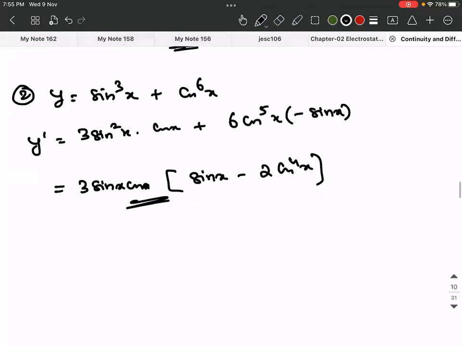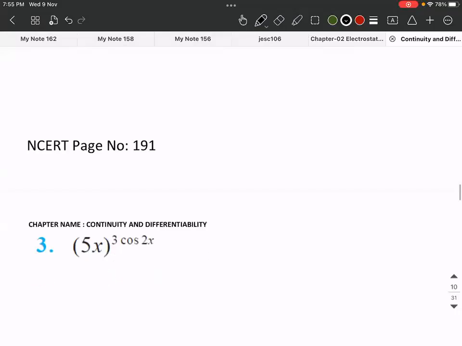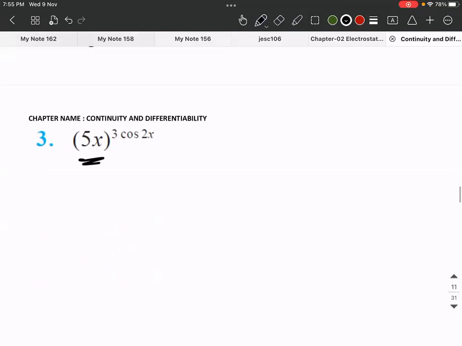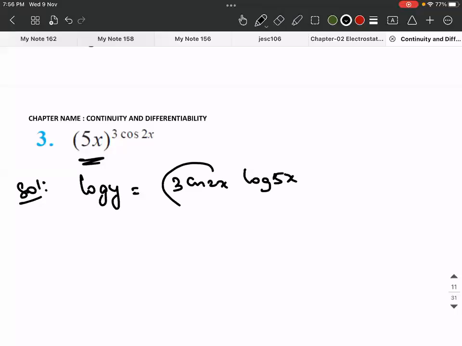Okay. Solve this. I have a function to the power of another function. So what should I do? Take log on both the sides. So log y will be equal to 3 cos 2x into log 5x. I skipped one step. Right? So this is u, this is v.